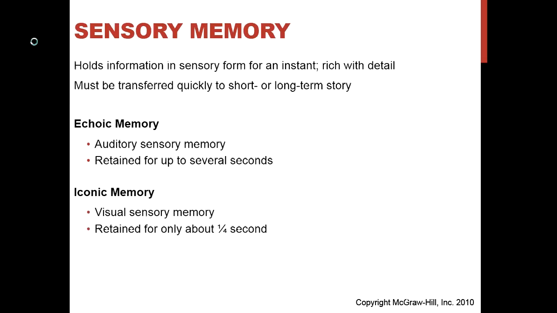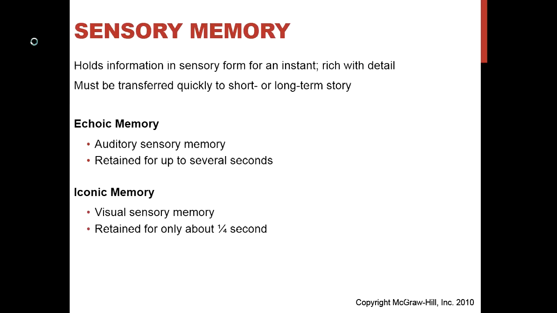Now, echoic and iconic are important for either auditory or visual sensory information. Okay, so echoic, you can think of echoes, sounds. That is going to be very important in helping us remember things. What did we hear? What did something sound like? That is engaging your echoic memory.